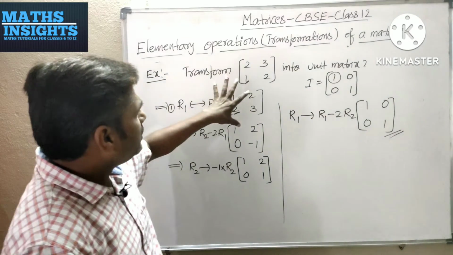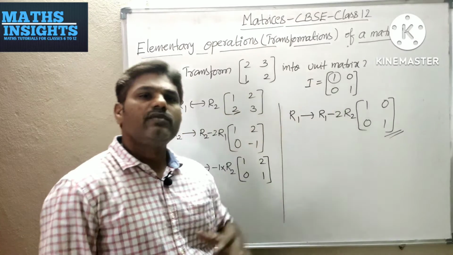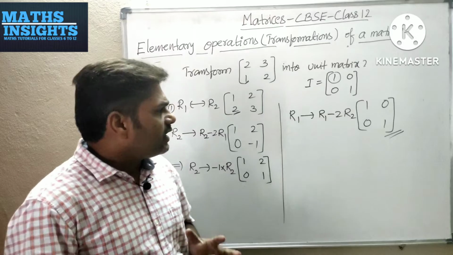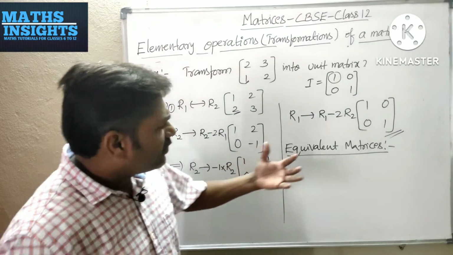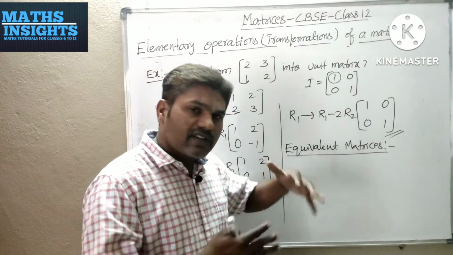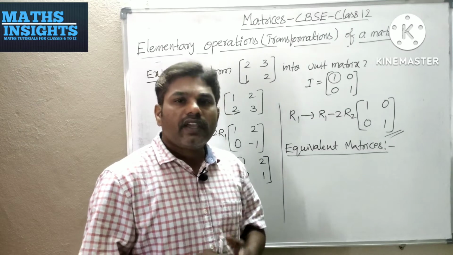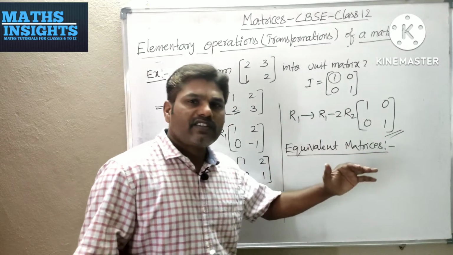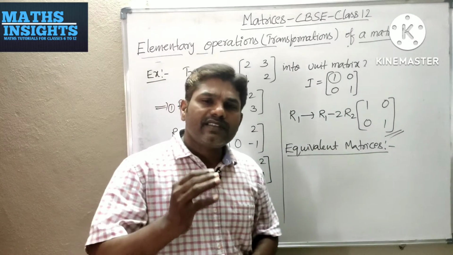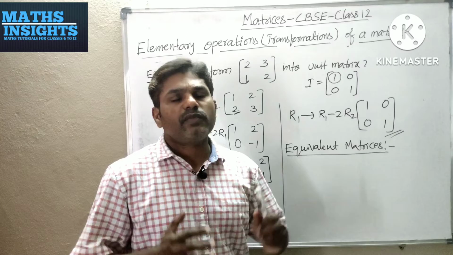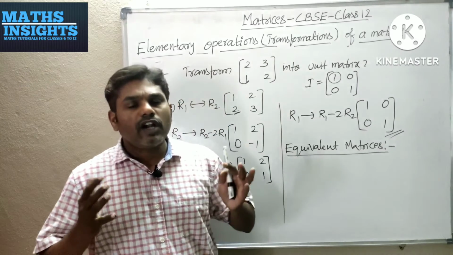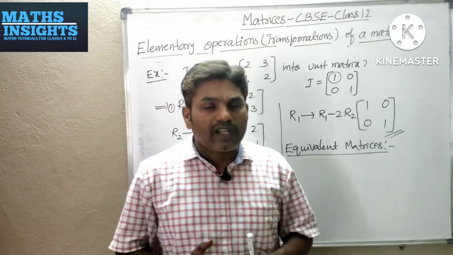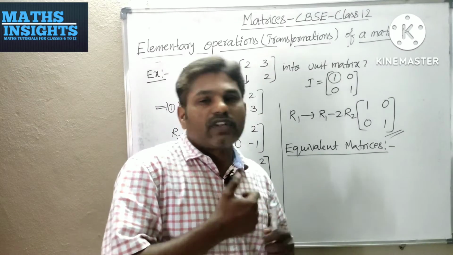In this way, you can transform a matrix into simpler matrices to make the calculations very easy. Next, what is meant by equivalent matrices? Because this is related to these transformations, I am explaining it in this video itself. Equivalent matrices means if a matrix is transformed into another matrix by using row or column operations, then the resultant matrix, whatever you get, is called an equivalent matrix to the original matrix.